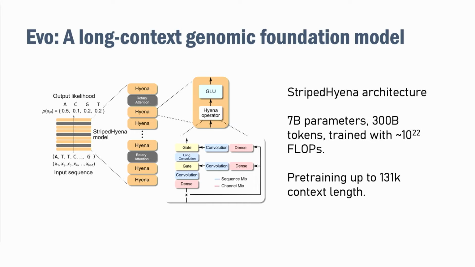But there's a couple things that are very special about this model. So this model is trained with a new architecture. It's called striped hyena. And basically what this architecture lets us do is process a very long sequence of base pairs in the model's input. So we're actually able to process 131,000 base pairs in the input. And the model itself is actually quite large in terms of the number of parameters. So we train this model for 10 to the 22 floating point operations. It's 7 billion parameters, and it's trained on 300 billion tokens. Each token corresponds to a single nucleotide. So it's single nucleotide resolution.